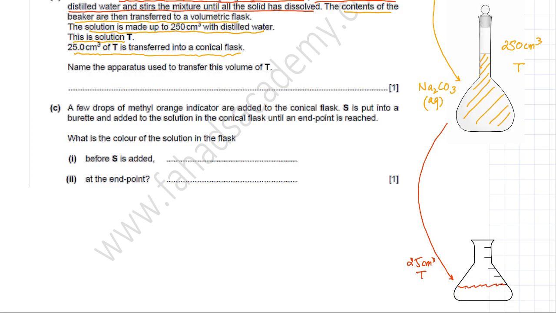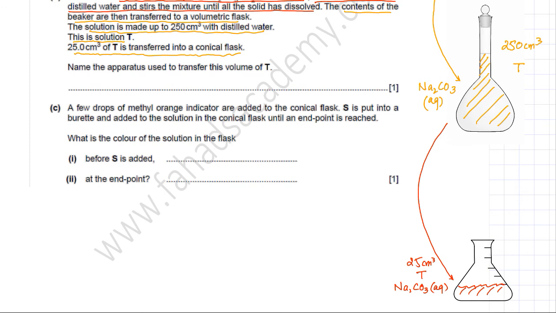Let's show this 25 cm cube T. What does T contain? It contains the same sodium carbonate in aqueous state, the dissolved sodium carbonate in aqueous state. So that is present in this flask over here.